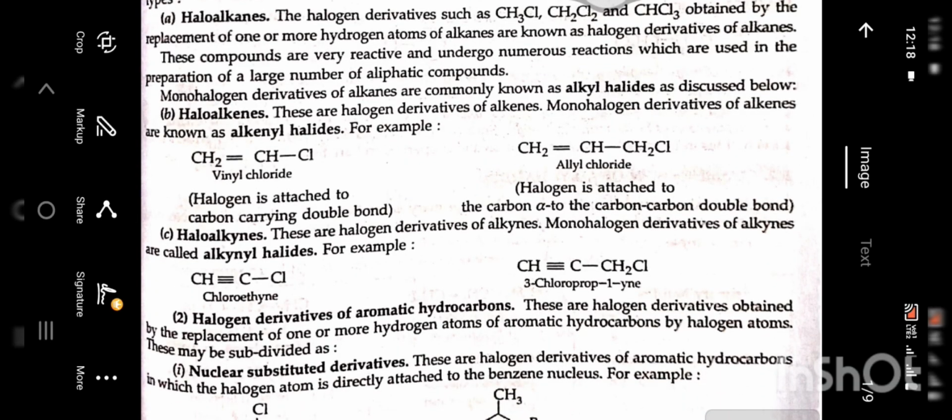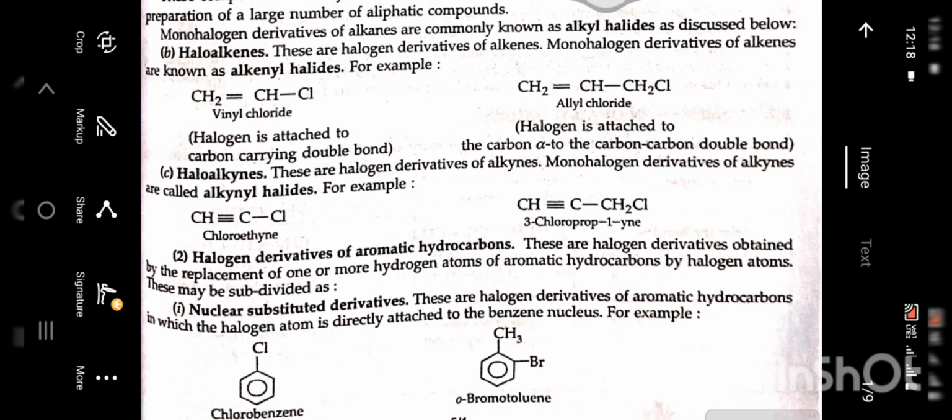Haloalkenes. These are halogen derivatives of alkenes. Monohalogen derivatives of alkenes are known as alkenyl halides. For example, CH2=CHCl, vinyl chloride. Halogen is attached to the carbon carrying the double bond. And CH2=CH-CH2Cl, allyl chloride. Halogen is attached to the carbon alpha to the carbon-carbon double bond.